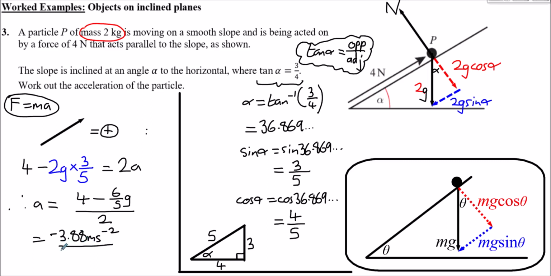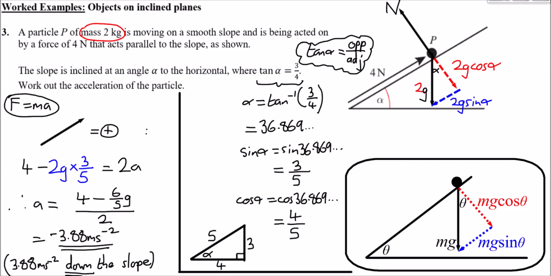So what does this mean if it's a negative acceleration? It means acceleration is acting in the opposite direction to what we took as being positive. So rather than accelerating up the slope, it's going to be accelerating down the slope. So I could say in brackets, it's accelerating at a rate of 3.88 meters per second squared down the slope. That's the implication of this minus here. It's going down the slope rather than up.